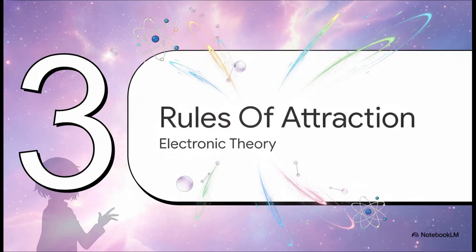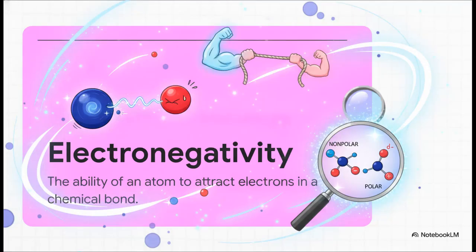Section 3. The rules of attraction, diving into electronic theory. So the single most important rule in this entire playbook is electronegativity. Picture this as a molecular tug-of-war. When 2 different atoms form a covalent bond, they rarely share those electrons equally. One atom is almost always stronger, or more electronegative, and pulls the shared electrons closer to itself. This creates a polar bond, basically a slight electrical imbalance that entirely dictates exactly how that molecule is going to behave and react with everything around it.